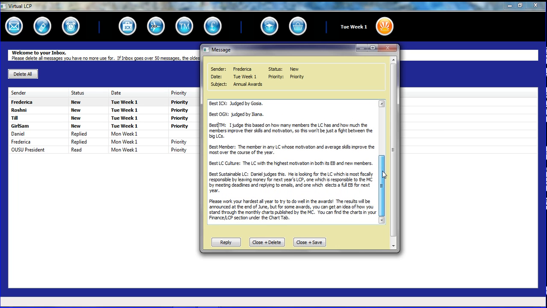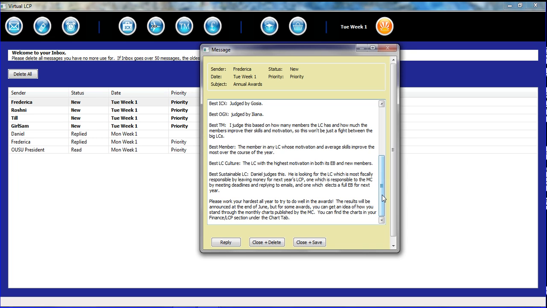We also will be aiming for best member, so we're going to try and make sure we have a member who is extremely well improved. Best LC culture. Again, we're going to have a high motivation. That's what I'm going to work on. Best sustainable LC. I think we have a good shot for this. Auditors then tend to make sure there's money at the end, and I'm going to meet all the deadlines. Be responsible in replying to emails.